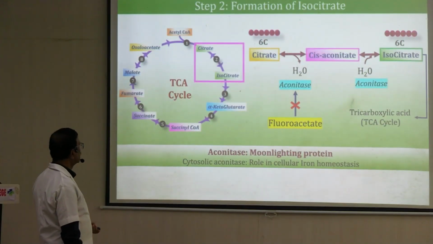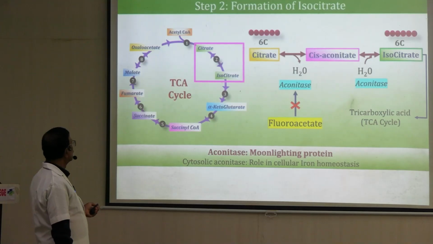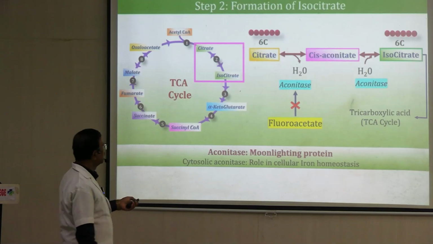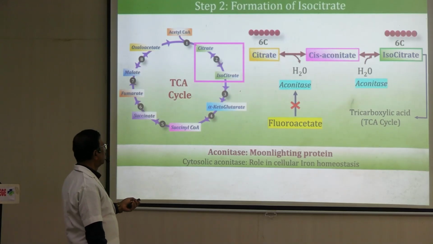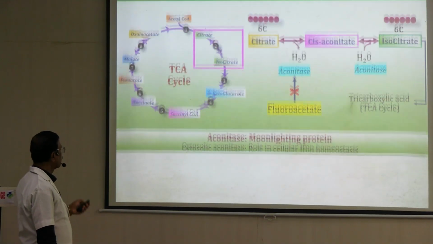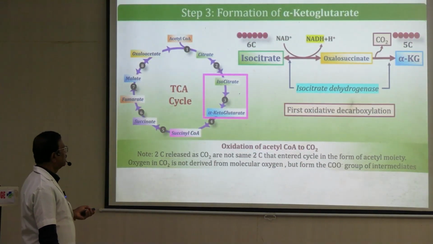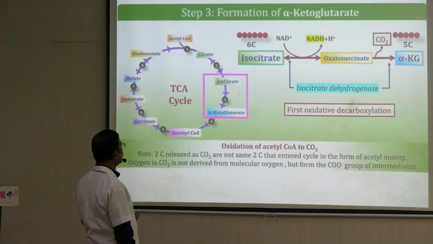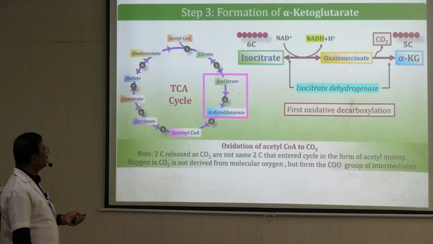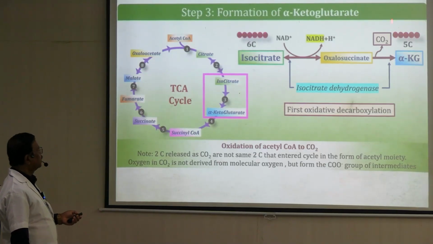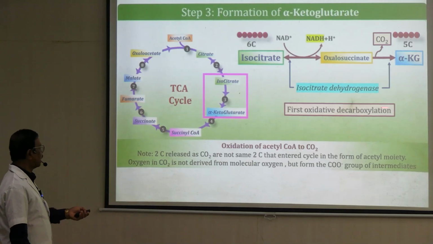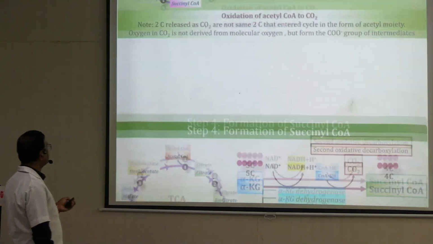This is the second reaction, step 2. Citrate is converted into isocitrate with an intermediary reaction producing cis-aconitate. Then isocitrate is converted into alpha-ketoglutarate. In between, one molecule is transiently produced, oxaloacetate. Here again, decarboxylation occurs. This is the first oxidative decarboxylation.